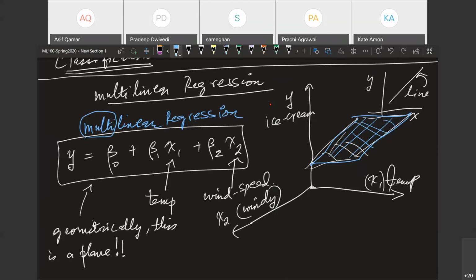Now, for this to work, everything remains the same. Your sum squared error, your gradient descent, everything remains the same. Why? Because our error term is simply y minus y hat i. If you remember, it is the sum of squared of mistakes.